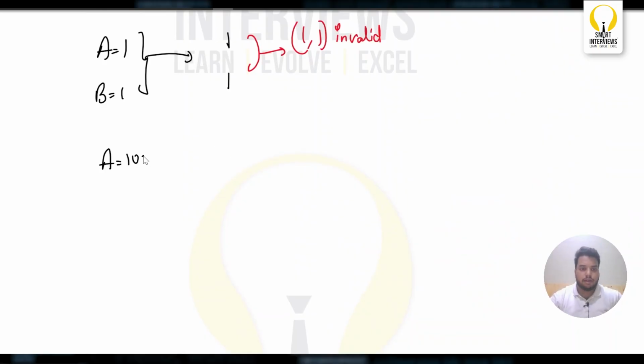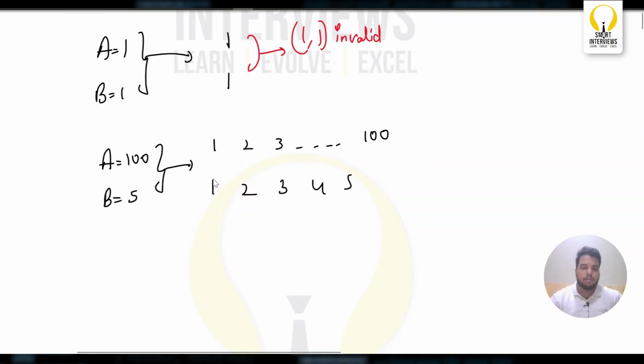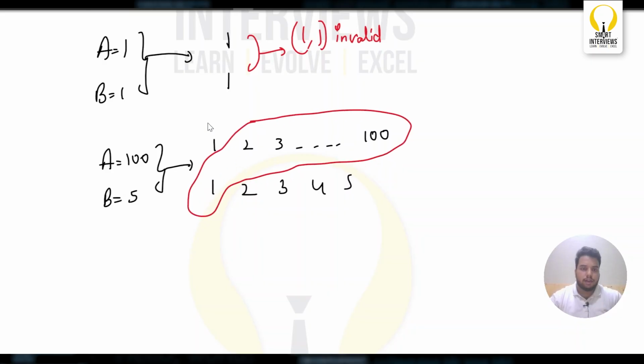If I have A as 100, B as 5. For the first layer, I have options like 1, 2, 3, and so on till 100. For the second layer, I have only 1, 2, 3, 4, 5. When I'm trying to form a valid cake, I shouldn't take these two combinations, but this one can take all these combinations. So if I ignore this one, there are 99 combinations possible.